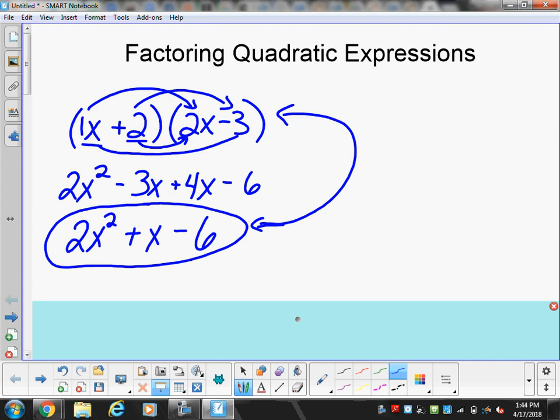All right? So to do that, we're going to take you through a method to kind of organize your thought, the math thought process, called the box method.